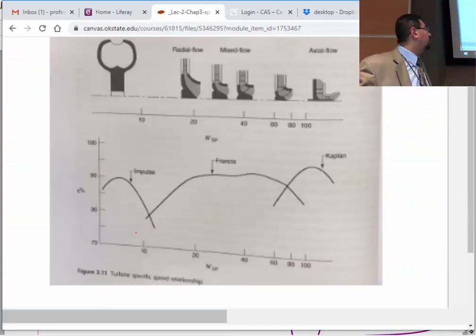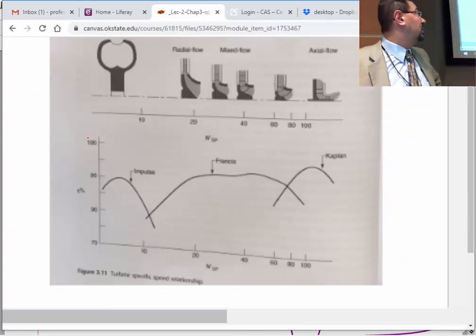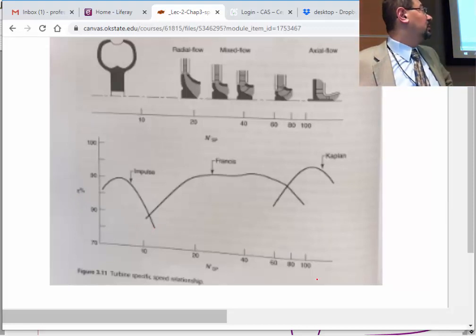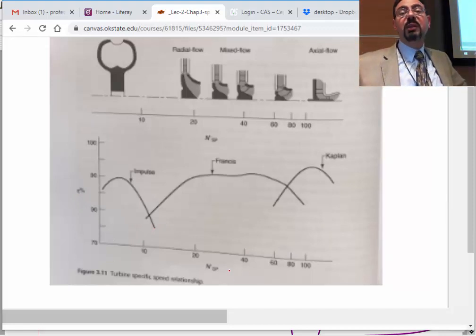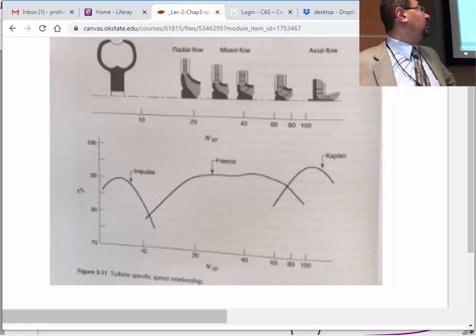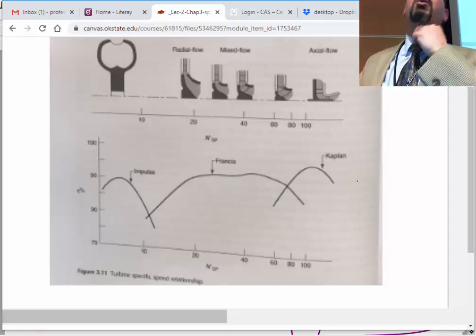And so they figured out that if we plot that efficiency against something called the specific speed, a dimensionless group, you will get all the impulse turbines to fit on one curve, all the radial turbines to fit on one curve. This is radial / mixed, and this is the axial machine. So what does that tell us?